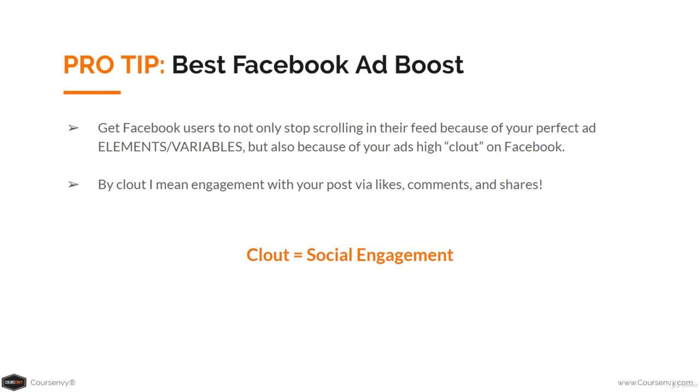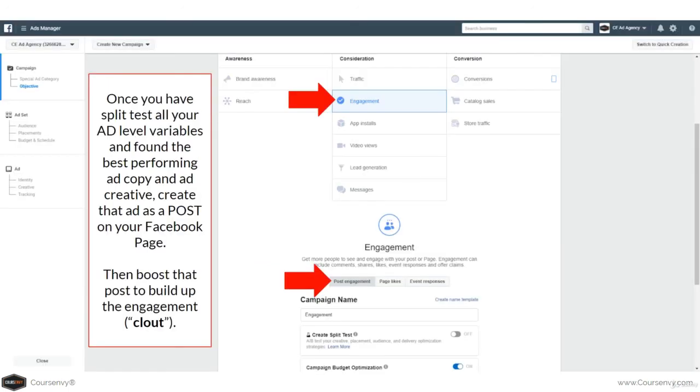So a pro tip for the best Facebook ad boost: get Facebook users to not only stop scrolling in their feed because of your perfect ad variables and elements, but also because of your ad's high clout on Facebook. By clout, I mean engagement with your post via likes, comments, and shares. So clout equals social engagement. Once you have split tested all your ad level variables and found that best performing ad copy and best performing ad creative, create that ad as a post on your Facebook page, then boost that post to build up the engagement or social clout.